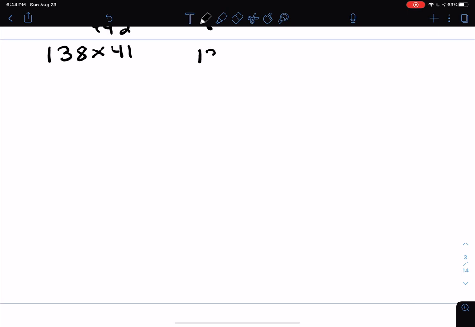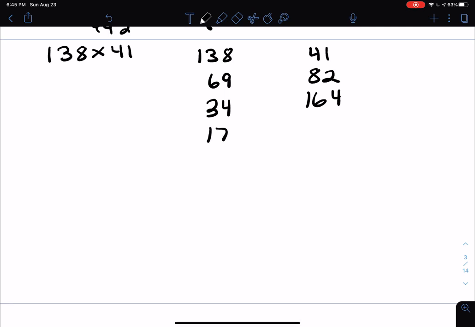So I'll make two columns, 138, 41. Half of 138 is 69. 41 doubled is 82. Half of 69 is 34.5, but we dropped the 0.5 and just put 34. 82 doubled is 164. Half of 34 is 17. 164 doubled is 328. Half of 17 is 8.5, so we'll drop the 0.5 and go with 8.